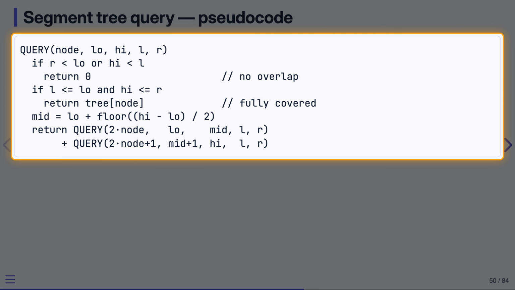Here is the query in pseudocode, and it has exactly 3 cases. First, if the node's interval does not overlap the query range at all, return 0, the identity for sum. Second, if the node's interval is fully inside the query range, return the node's stored value and do not descend at all. That second case is where the speed comes from. And third, otherwise the node partly overlaps, so we split at the midpoint and add both children's answers.